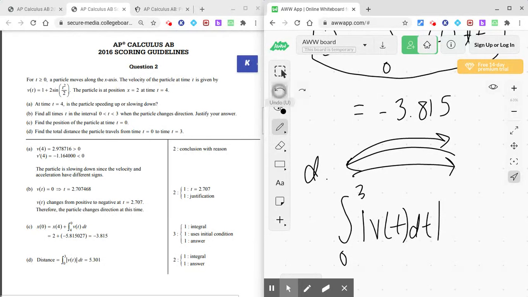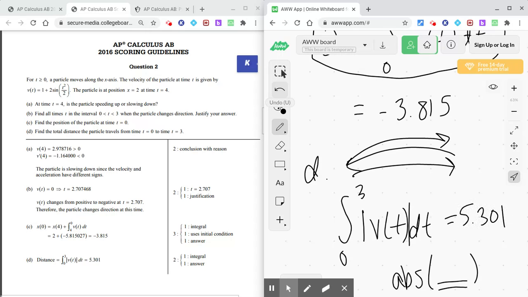That's going to take all the negative velocities and make them positive, giving me my total distance. And that works for any time you have a velocity function and you want to find the total distance. In this case, I would use my calculator again. I go into my catalog and pull out ABS for absolute value, and I put in the absolute value of whatever my velocity is, and I'd end up with 5.301 as a final answer.